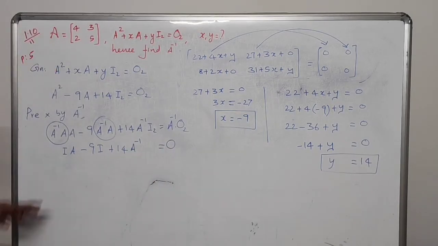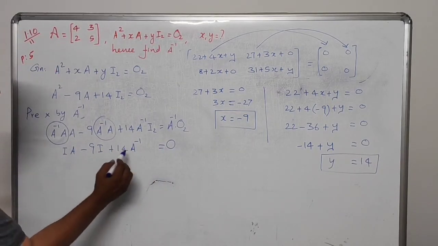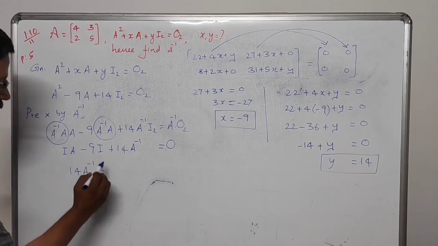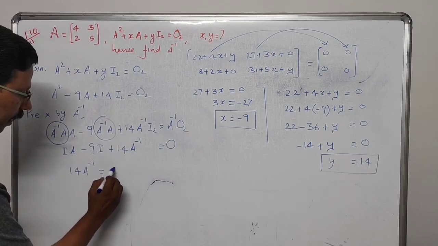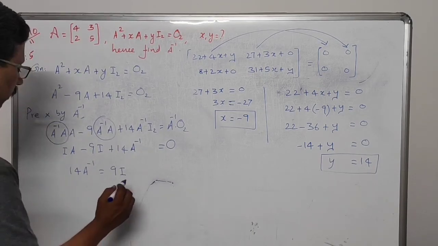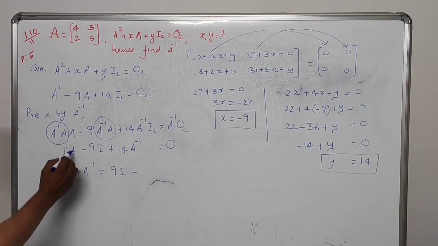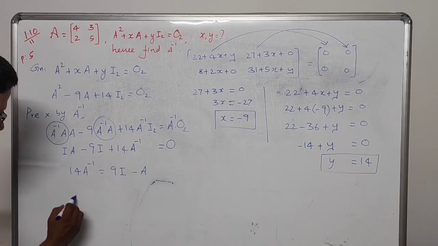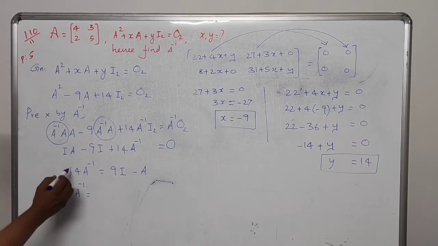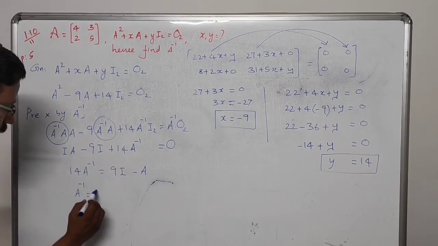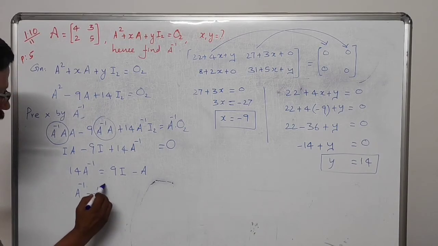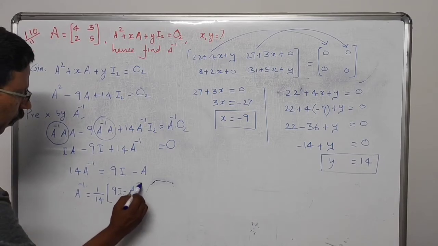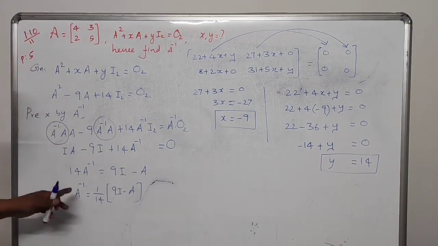Now, from this we need to find the A inverse. Therefore, 14 times A inverse is equal to, you can take this to the right hand side, you can write 9 times I, then minus A. Therefore A inverse is equal to, you can take this 14 to the right hand side, you can get 1 by 14 into 9I minus A. Now, we are going to find out inverse of this matrix.